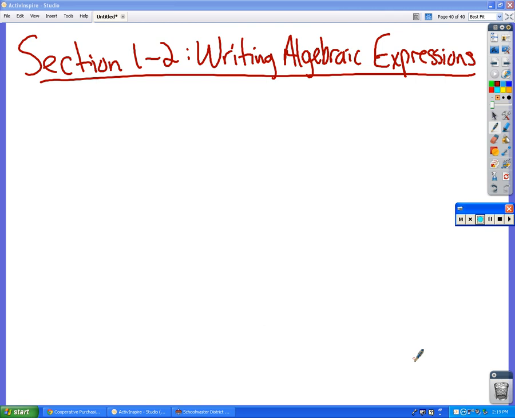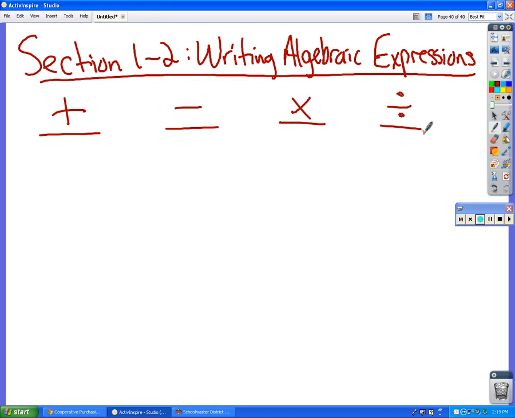All right, so today we're going to work on writing algebraic expressions. And we are going to focus on the 4 basic math operations: adding, subtracting, multiplying, and dividing. And we are going to brainstorm a list of words that we use in English that means these different math things. So let's start with addition.